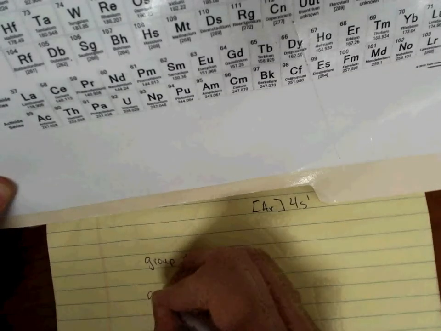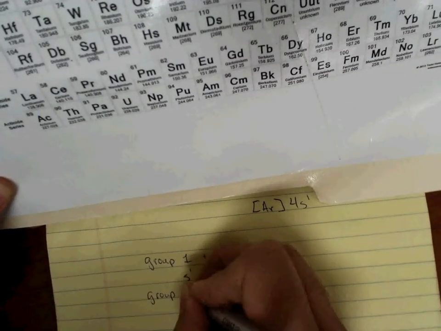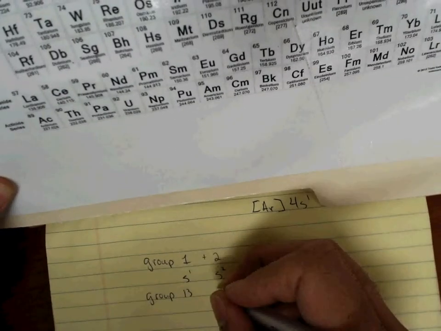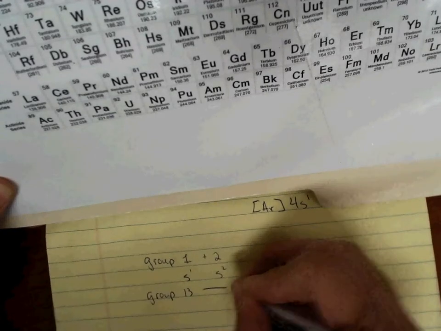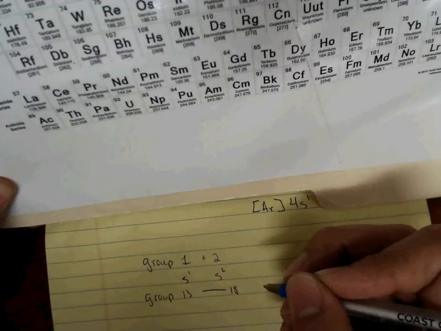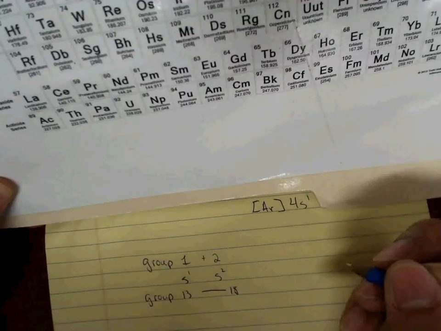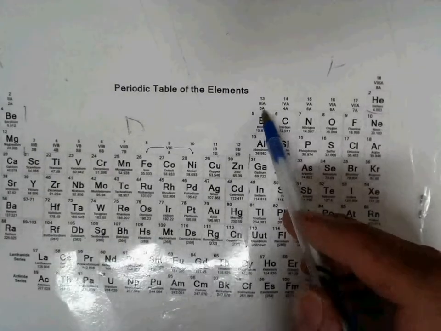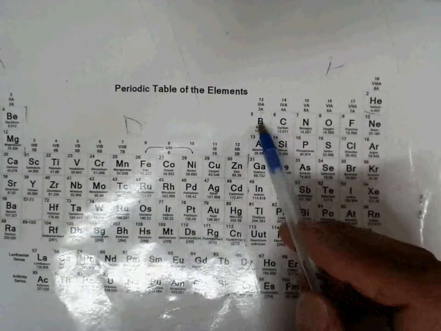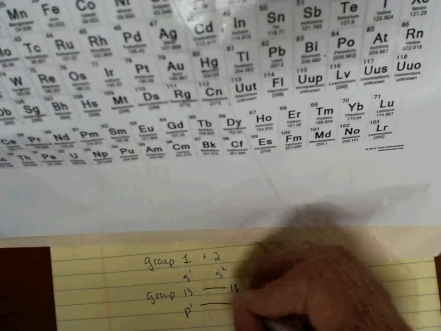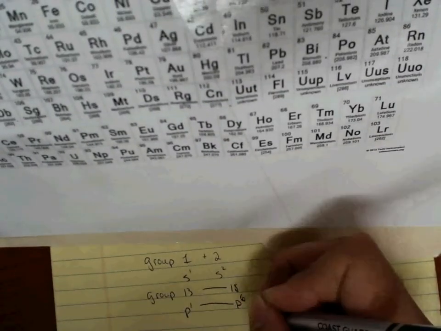So group 13, all the way through 18. We would have P, because group 13 through 18 are in the P's. So it would go from P1 all the way to P6.